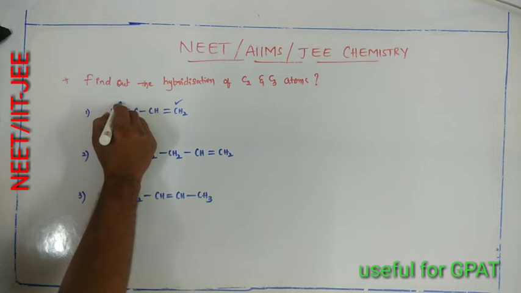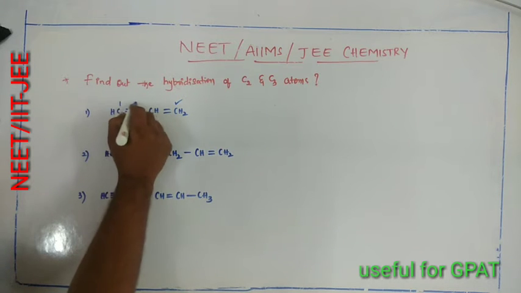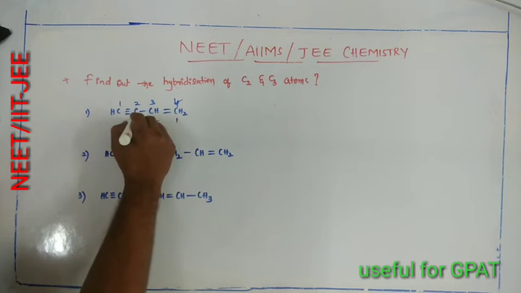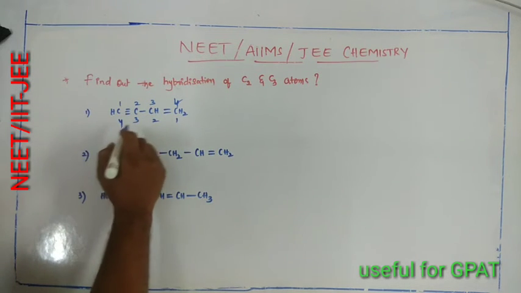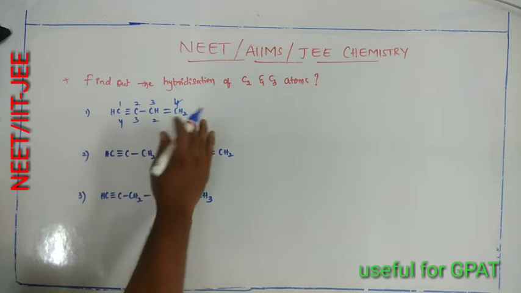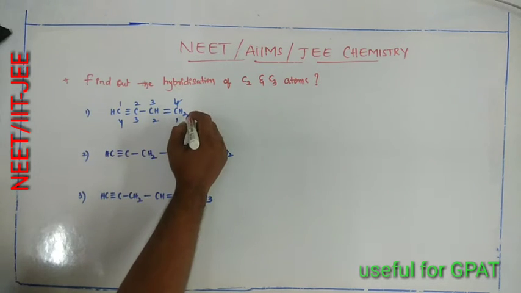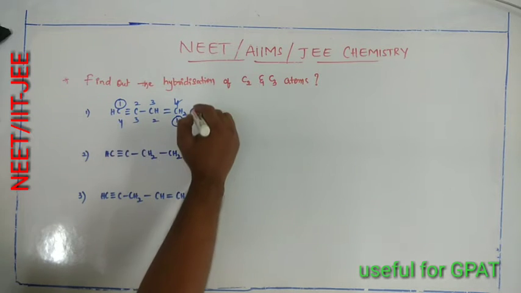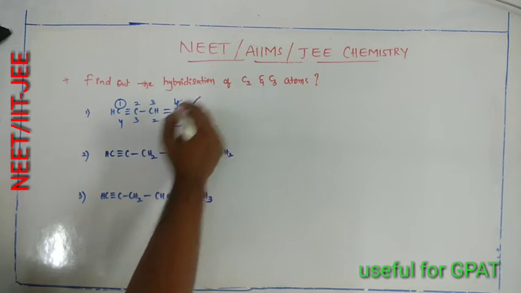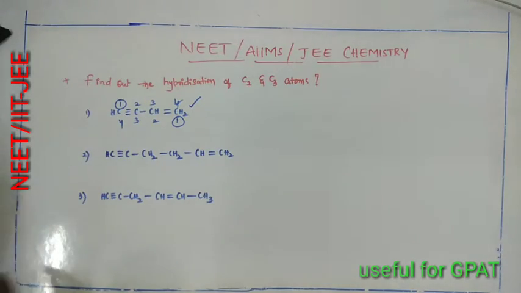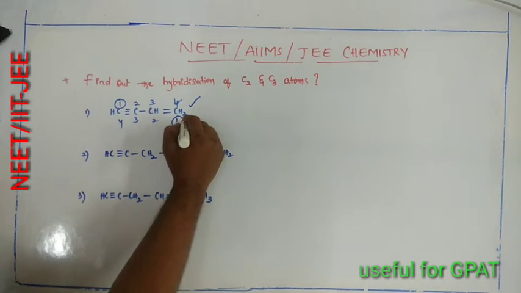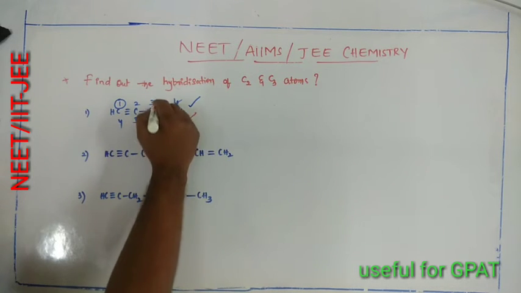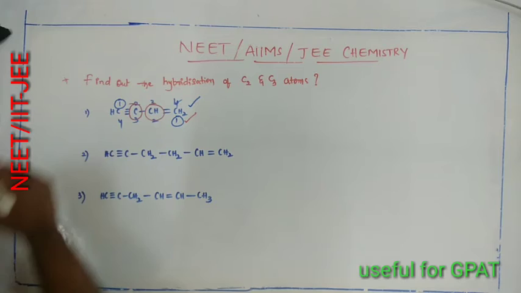In this one, if you start numbering from the left side, it is 1, 2, 3 and 4. If you start numbering from the right side, it is also 1, 2, 3 and 4. In both conditions, the double and triple bonds have the same numbering. So in this case we need to give importance to the double bond, and give the lowest numbering to the double bond. So this one has to be selected. So RHS has to be selected. So this is the second carbon and this is the third carbon.